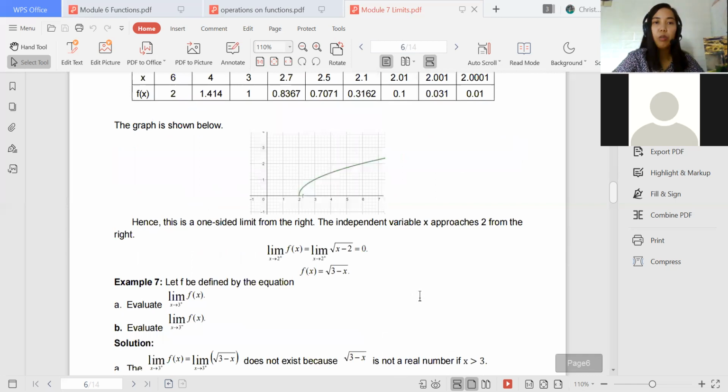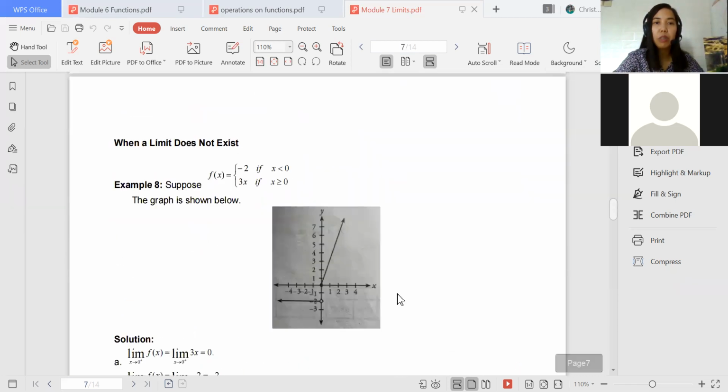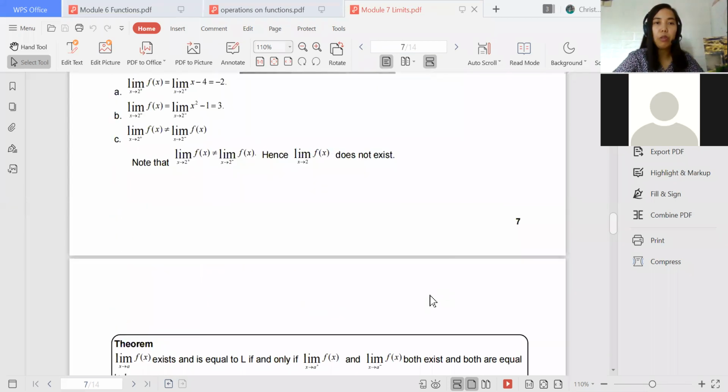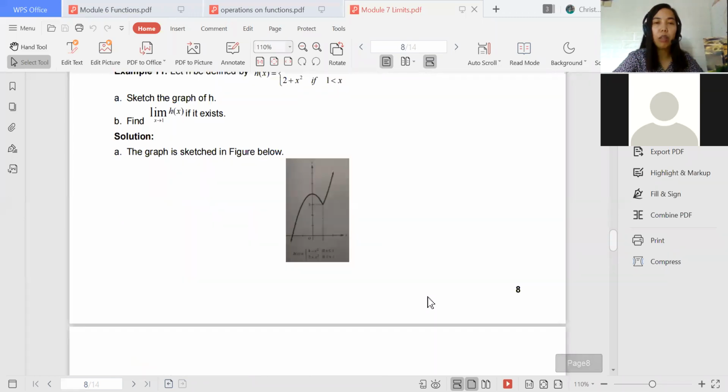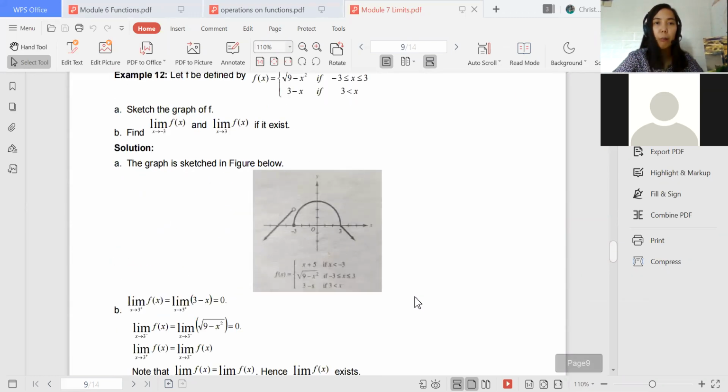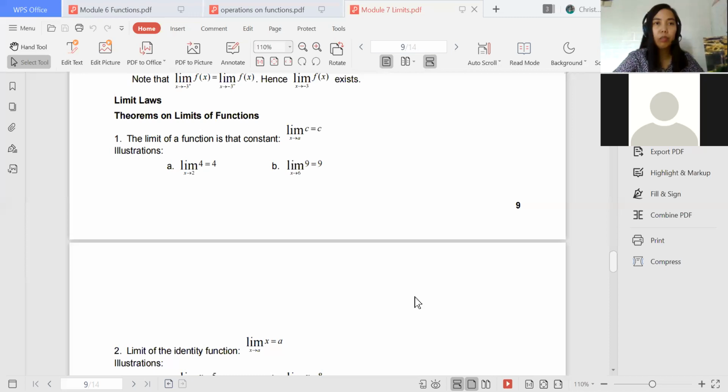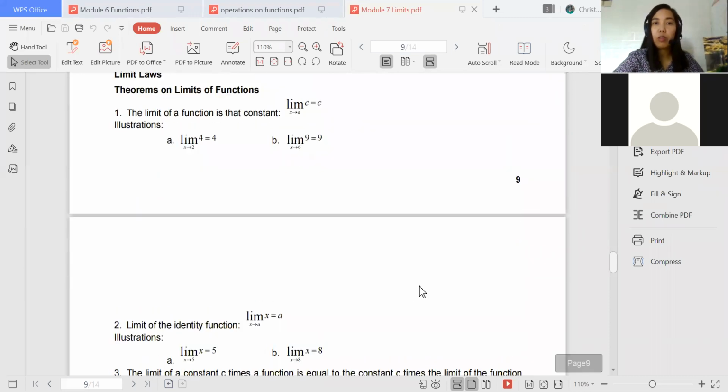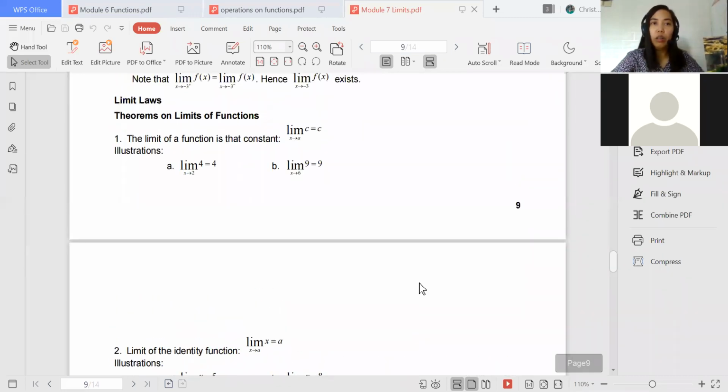Okay, so before we go to one-sided limits, para mas maintindihan nyo yan, I'm going to present now limit laws. Theorems on limits of functions. The first limit: the limit of a constant function is a constant.